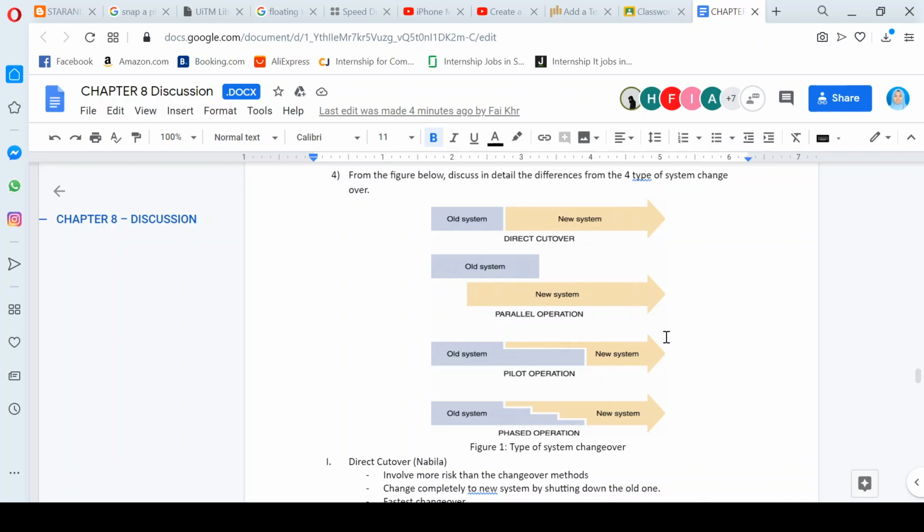So which is from the arrow, we can see that there are some stages that the old system and the new system will run together at certain period of time. And then until some stages, if the new system is working fine, dekat dalam new system tiada masalah, dan baru kita akan stop daripada menggunakan old system. Okay, sebagai contoh, currently we have one server.